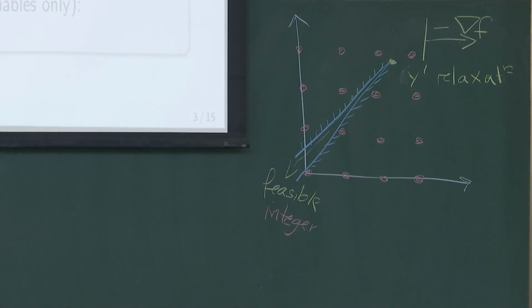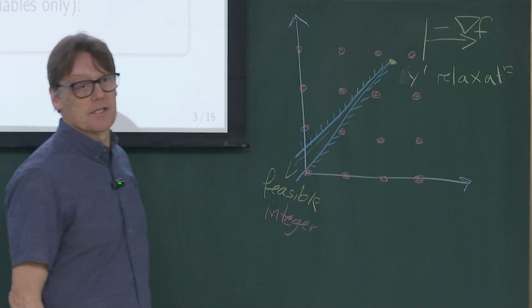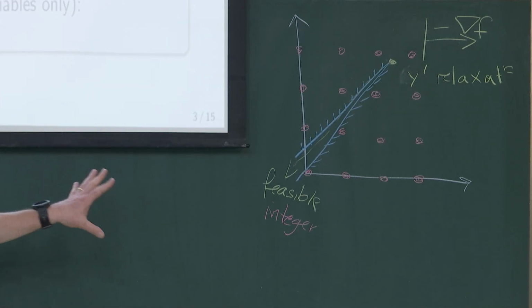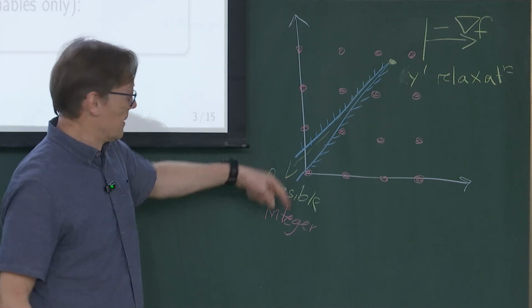And so this is a well-known phenomenon that when you're rounding, you may suddenly violate a lot of constraints. This is a cooked up example, but you can make this arbitrarily bad by just making this angle very, very small.